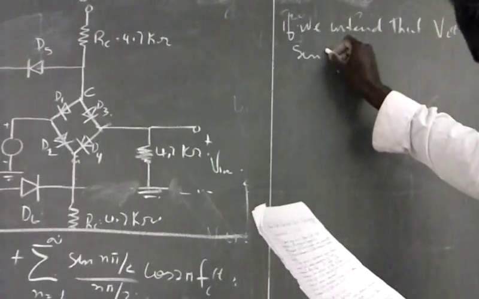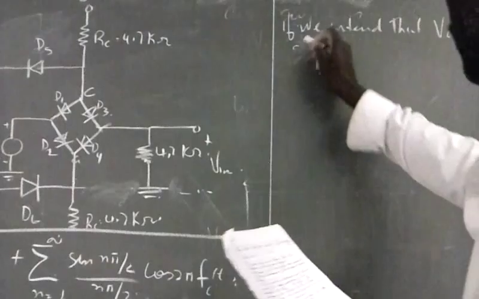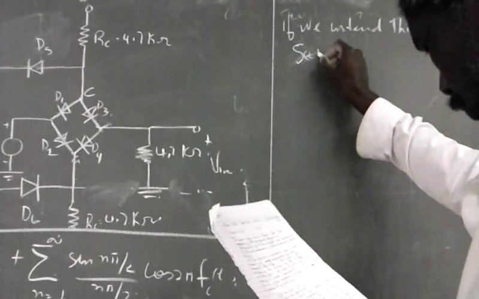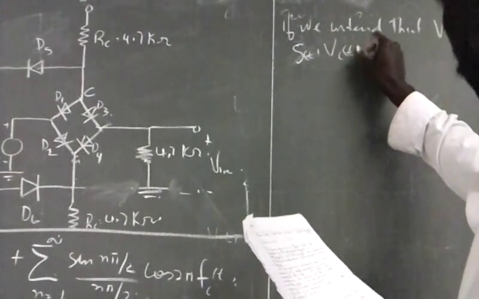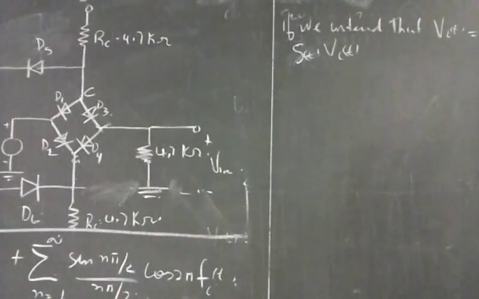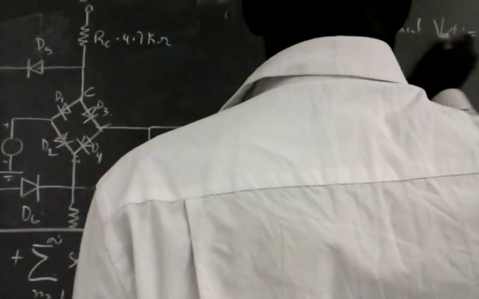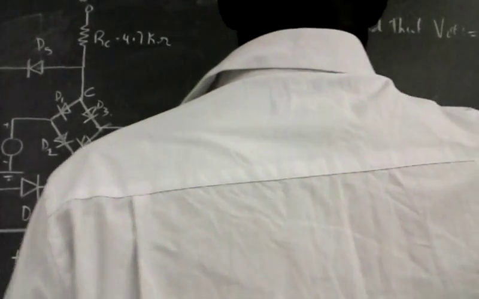equals now S of t times Vi of t, then the circuit is operating as the multiplier. That is, VL of t equals S of t Vi of t. And that is the multiplier effect.